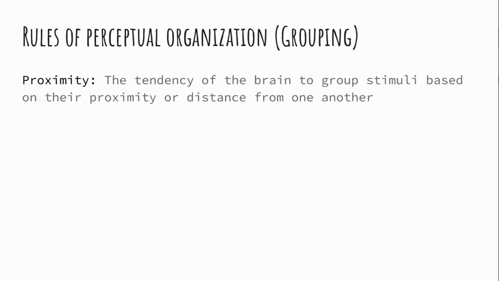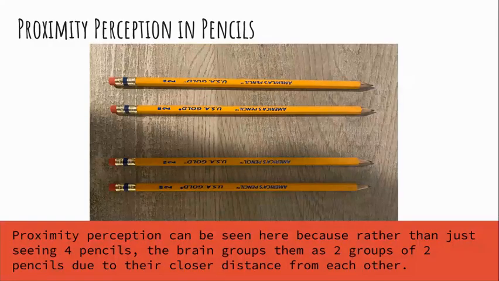These are the rules of perceptual organization and grouping. The first one is proximity, the tendency of the brain to group stimuli together based on their proximity or distance from one another. In the image shown here, there are 4 pencils, but the brain automatically perceives them to be 2 groups of 2 pencils due to their closer distance to one another between the first 2 pencils and the second 2 pencils, as seen with the larger gap between pencils 2 and 3, which characterizes these groups.